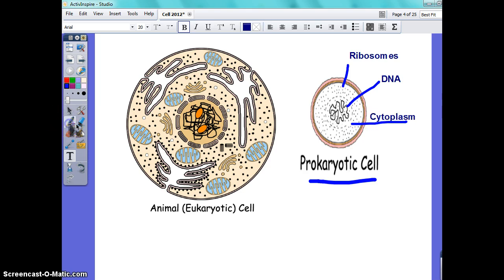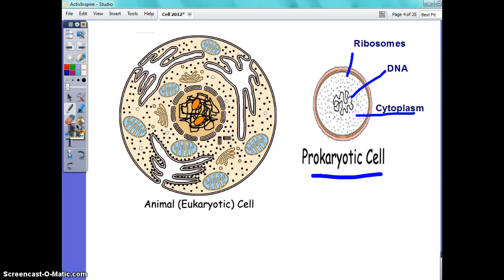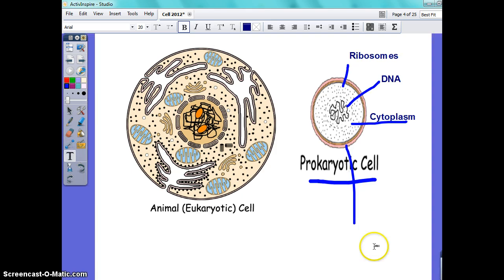What's the one part that's missing that we discussed yesterday? Cell wall? No, cell membrane. Cell membrane. Good. Not all cells have cell walls, okay? Especially not an animal cell. And some bacteria actually do.